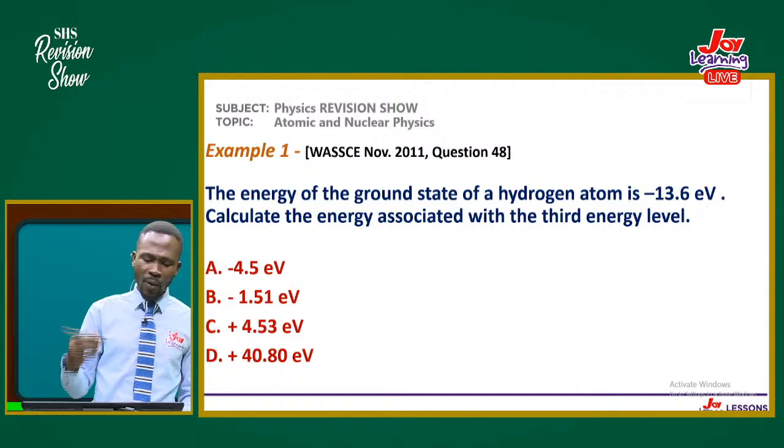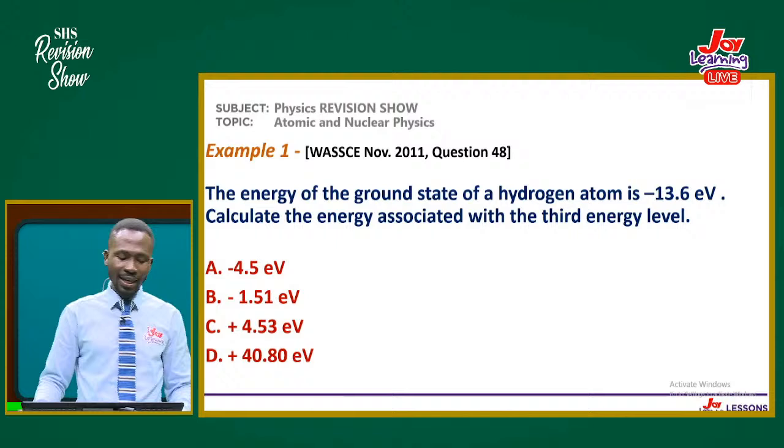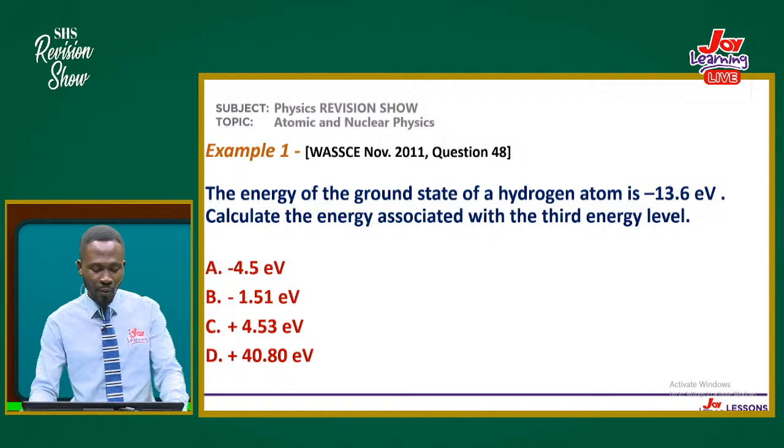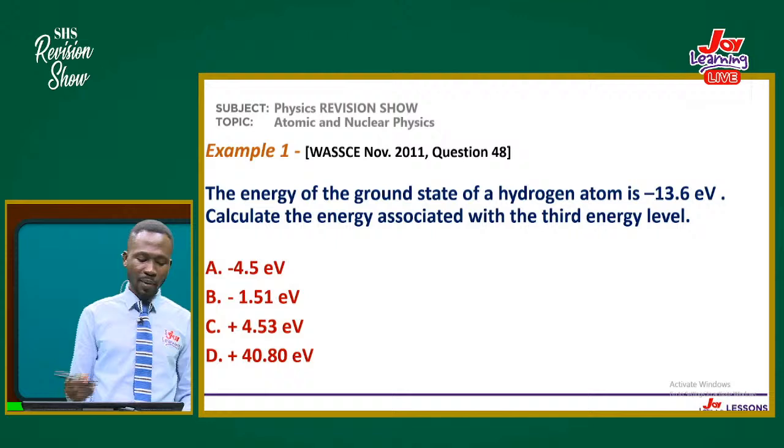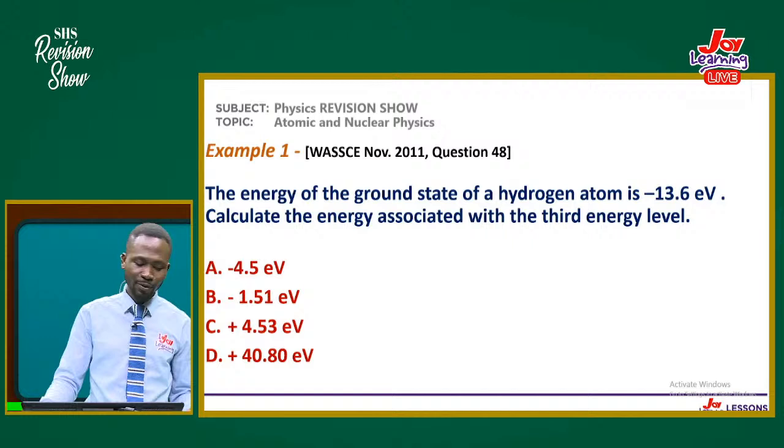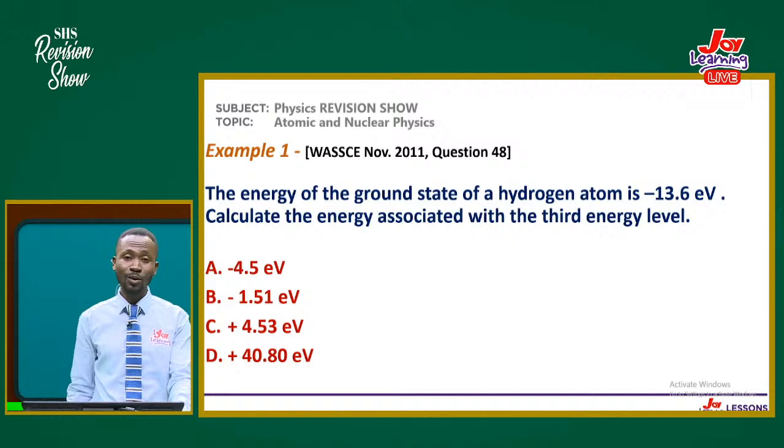So we are told that the energy of the ground state of a hydrogen atom is minus 13.6 electron volts. We are asked to calculate the energy associated with the third energy level. Very important. What will be the energy of the third energy level? Let's see. Will it be A, minus 4.5 electron volts? Will it be B, minus 1.51 electron volts? Will it be C, plus 4.53 electron volts? Or D, plus 40.80 electron volts? How do we go about this question?